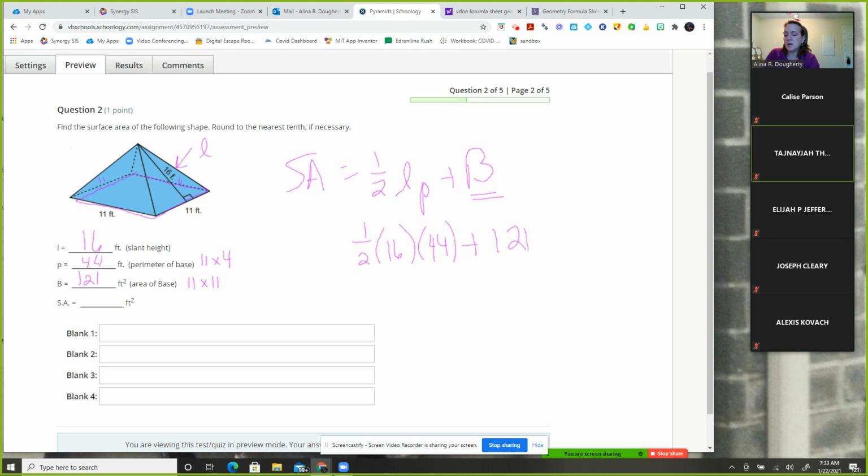So in a calculator, I do 1/2 times 16 times 144, not 121. Just kidding. Let me clear that. 1/2 times 16 times 44. So that's 352 plus 121, or 473.